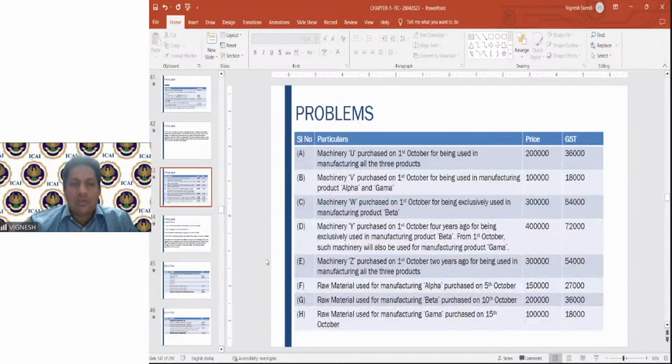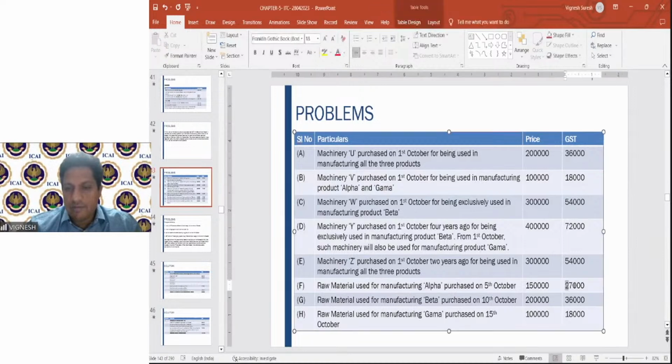Now, raw material used for manufacturing alpha purchased on 5th October. So on 5th October, he is purchasing the raw material. Raw material for manufacturing alpha. So alpha, is it taxable? Alpha is very much taxable. So therefore, the raw material used for manufacturing alpha as it is will be taken in your credit ledger. So therefore, this 27,000 will be straight away taken.